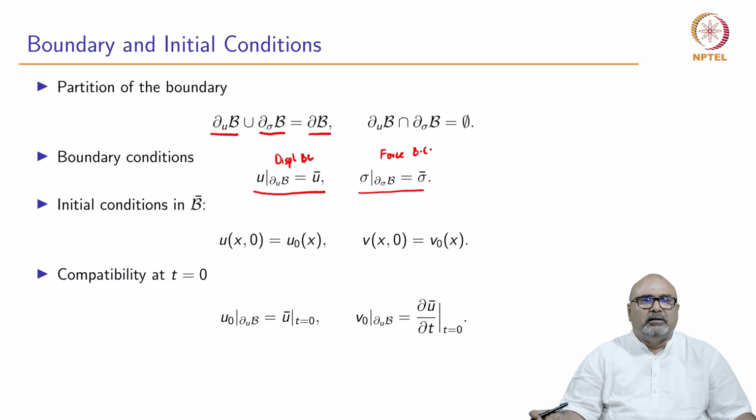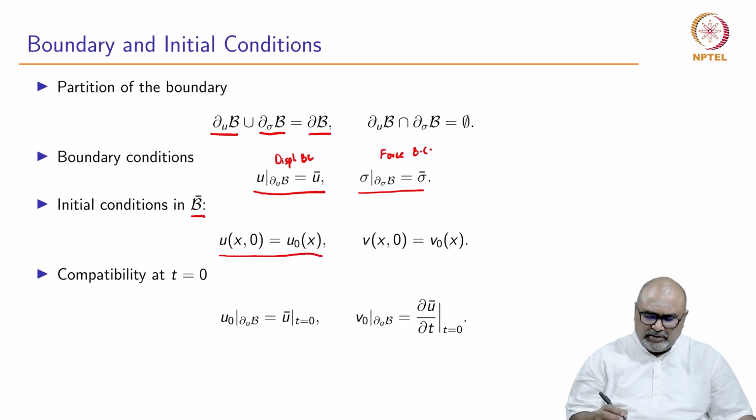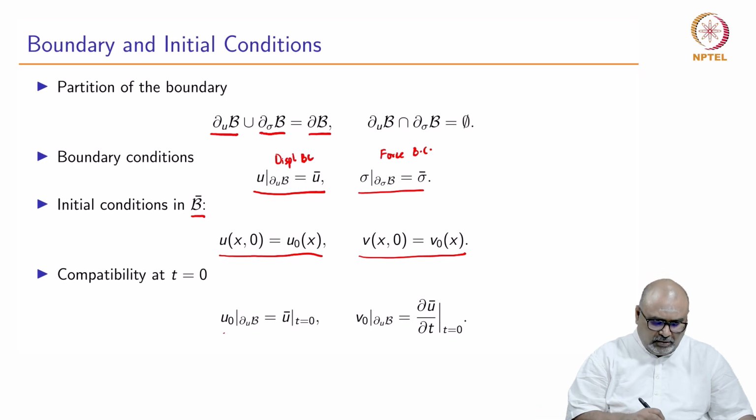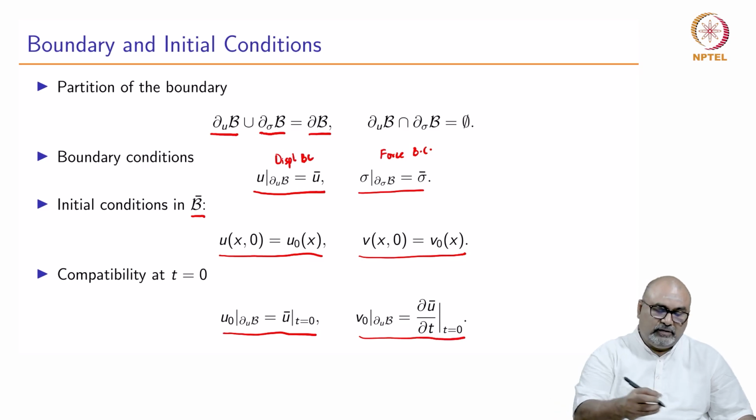One can prescribe on B bar the initial conditions: U of x comma 0, at time t equal to 0, is U naught, and V of x comma 0 is V naught, and there is compatibility at time t equal to 0 on the boundary. So, U naught is nothing but U bar and V naught is nothing but dou U bar by dou t at t equal to 0.